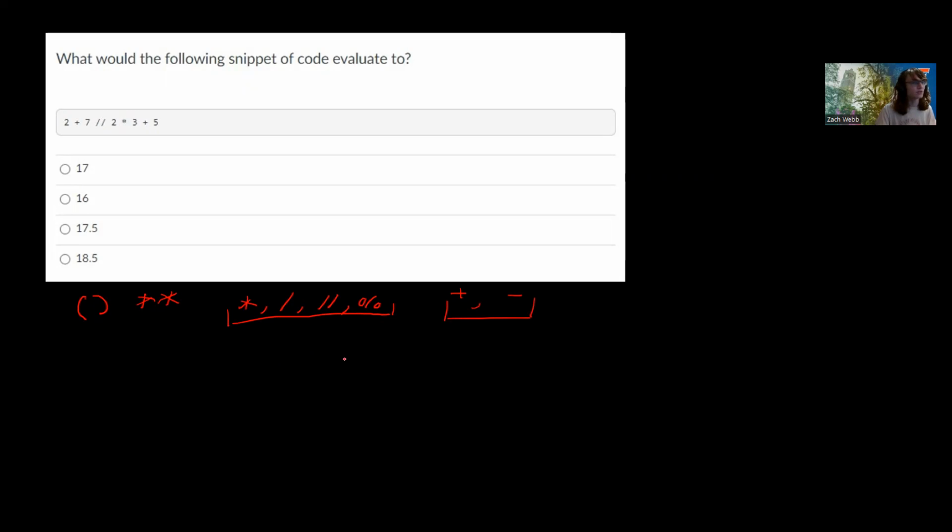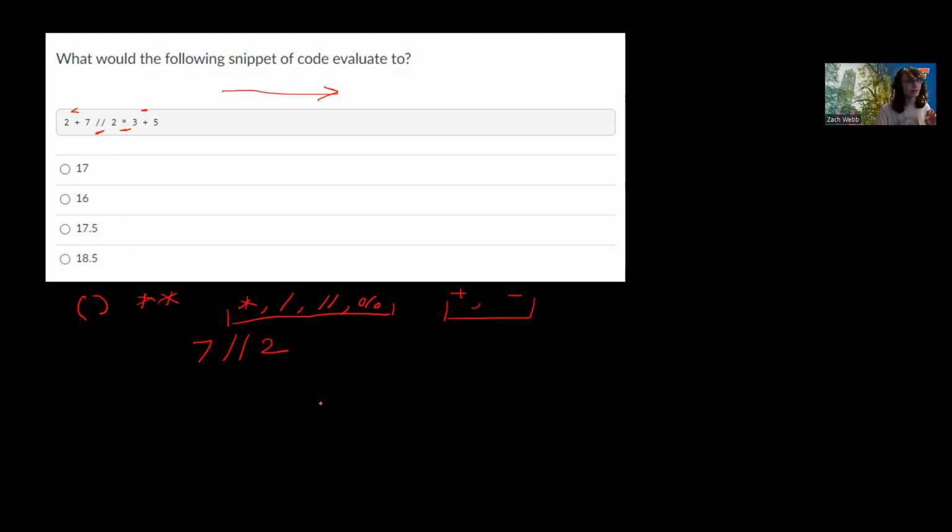And now in instances where we have multiple of the same kind, of the same level of precedence, which we do here, we have 2 additions, and we have a floor divide and a multiplication. How the program will choose to evaluate those, it's going to go left to right. So here, these are the same level. It's going to do 7 floor divide 2 first because it's to the left. So first, let's evaluate 7 floor divide 2.